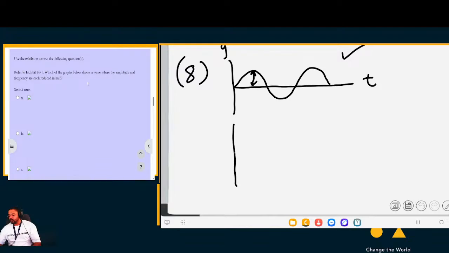Now let's reduce firstly the frequency. If we halve the frequency, this wave would be cut off right here. Where I've drawn that line, that's where the wave would be cut off. So the wave would look something like this.